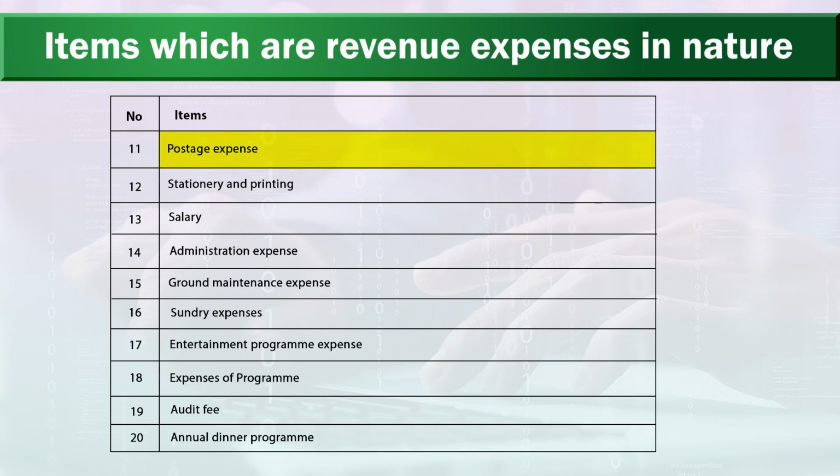11. Postage expenses. 12. Stationery and printing. 13. Salary. 14. Administration expenses. 15. Ground maintenance expense. 16. Sundry expenses. 17. Entertainment program expense. 18. Expenses of program. 19. Audit fees. 20. Annual dinner program.